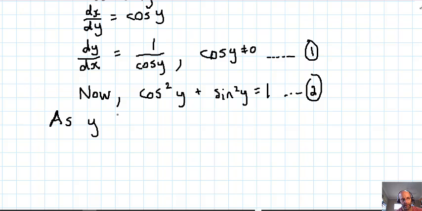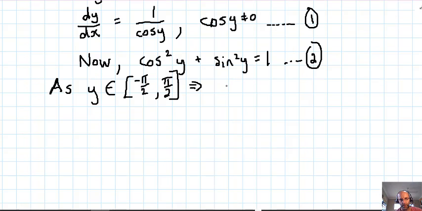As we know, y is an element of the set negative pi on 2 to pi on 2, based on our previous work. This would mean that cos y would operate over this interval from 0 to 1. You might have to pause and think about that a bit. Call that statement 3.